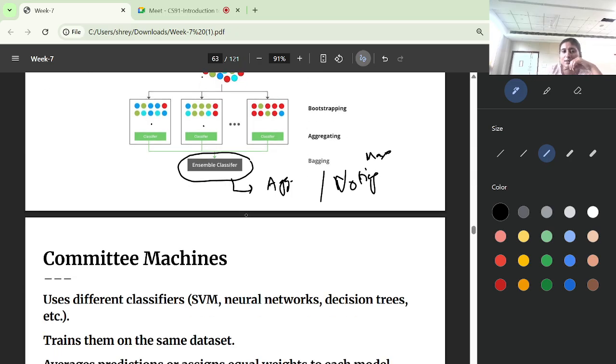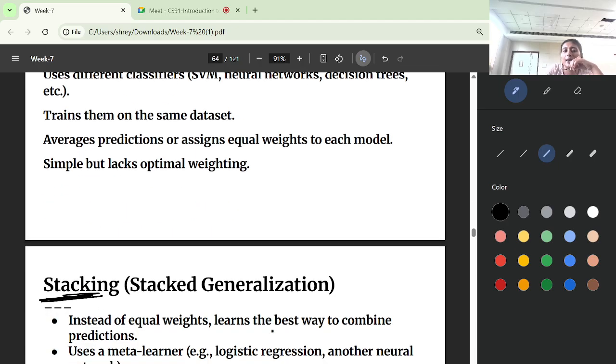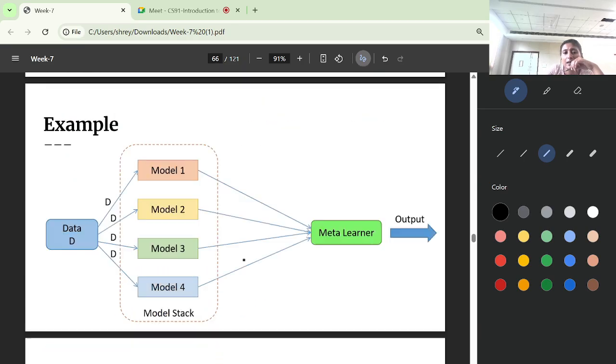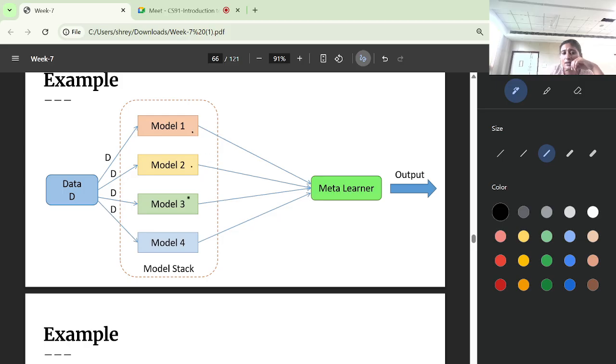Because different weights are given here, here, and here, it means we train a classifier again. That is called a meta learner. So we can choose a meta learner like logistic regression or a neural network. The weights of these models can be calculated using this meta learner over the final output. So now simple aggregation or majority voting can be omitted and stacking can be applied.